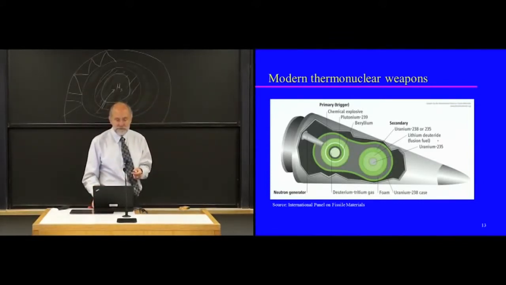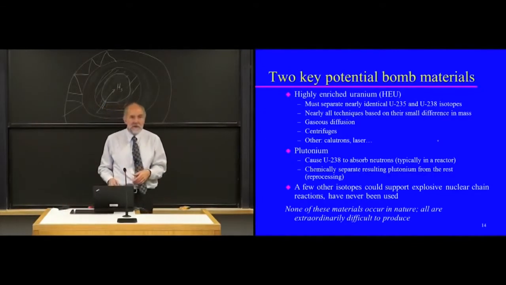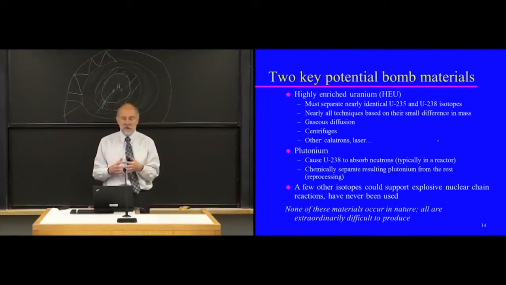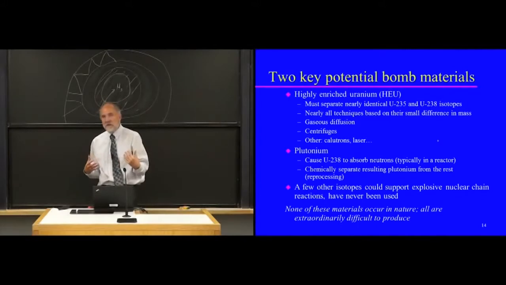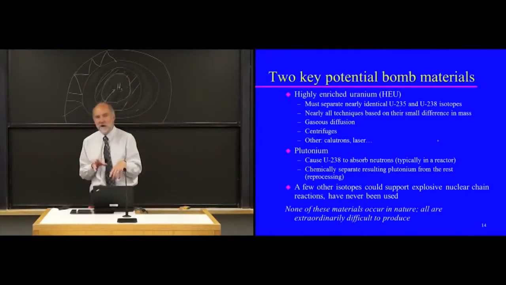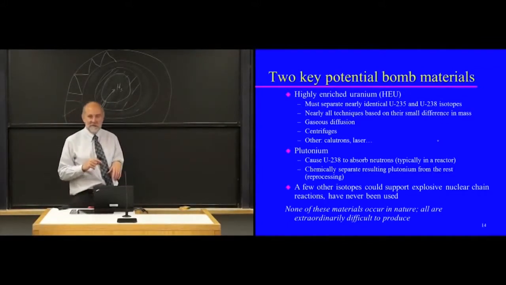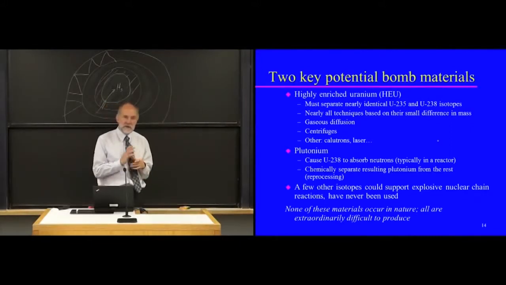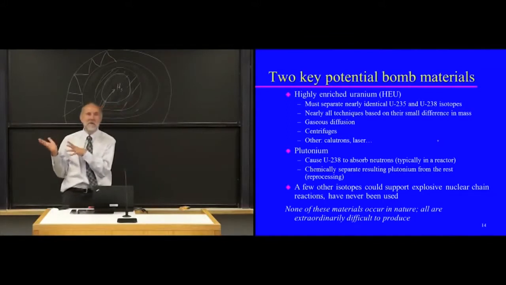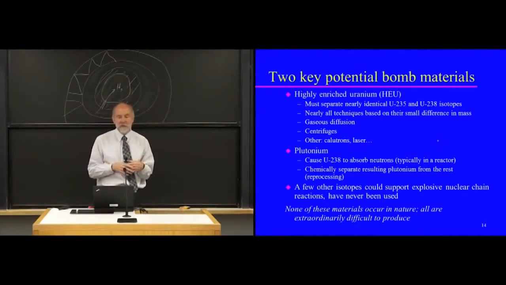Okay? All right, onward. So to make nuclear bombs, there are basically two key potential bomb materials. Next time we'll talk more about how to make these. The first is highly enriched uranium. All right? When you dig uranium up out of the ground, less than 1% of it is the kind that's easy to split, uranium-235. 0.7% is uranium-235, and 99.3% roughly is uranium-238.